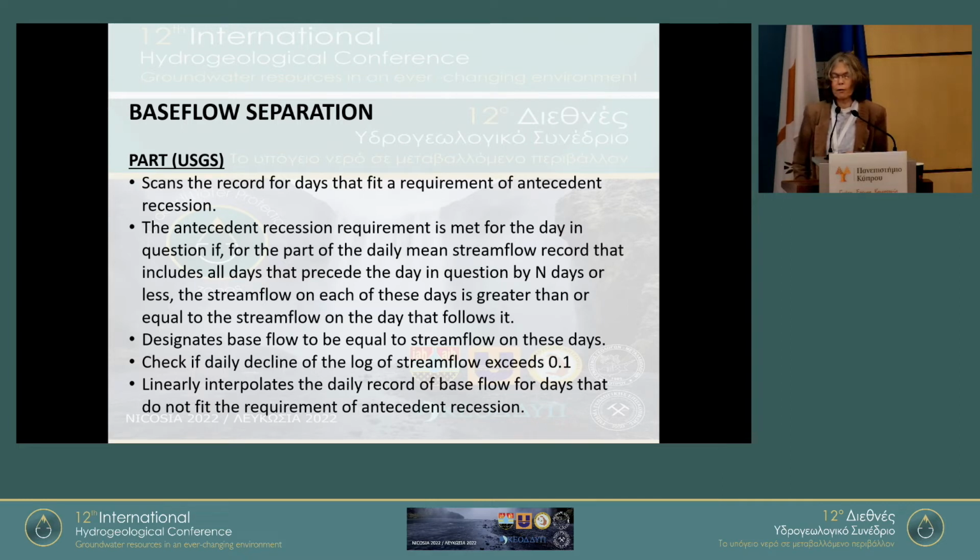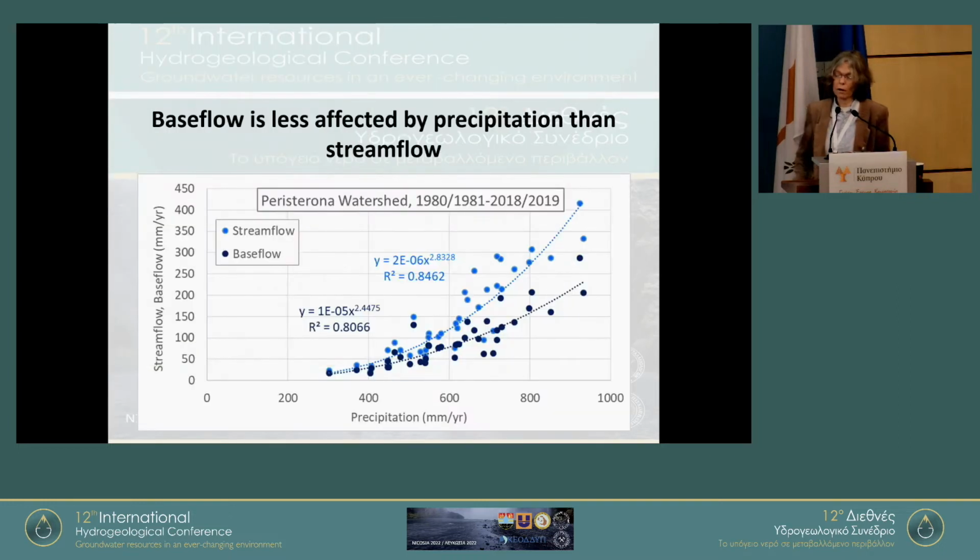We've been trying different methods, and we found that PART is a very good and solid method for separating baseflow. So some of the data I will be showing you next is separated from the streamflow records from the Water Development Department in Cyprus with the PART software method. Here you see the streamflow and the baseflow in Perisrona watershed in Cyprus.